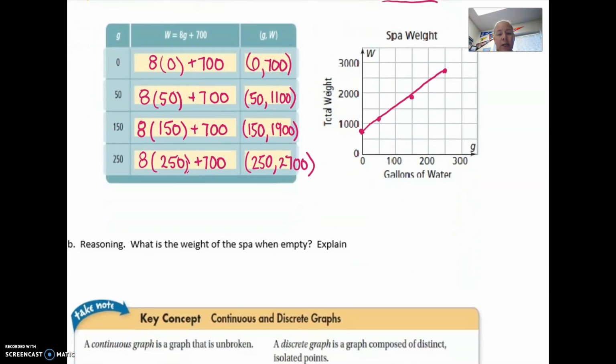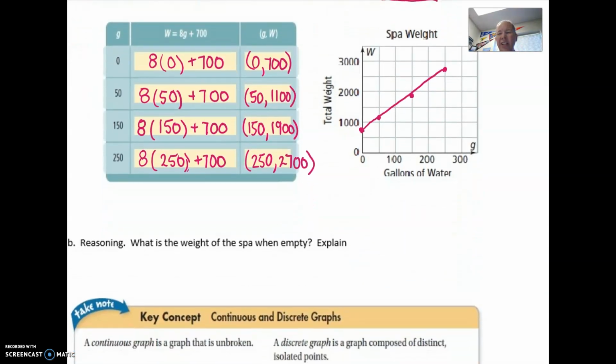Moving on, we kind of already discussed this. What is the weight of the spa when it's empty? Well, when you have 0 gallons, it's still going to weigh 700 pounds.